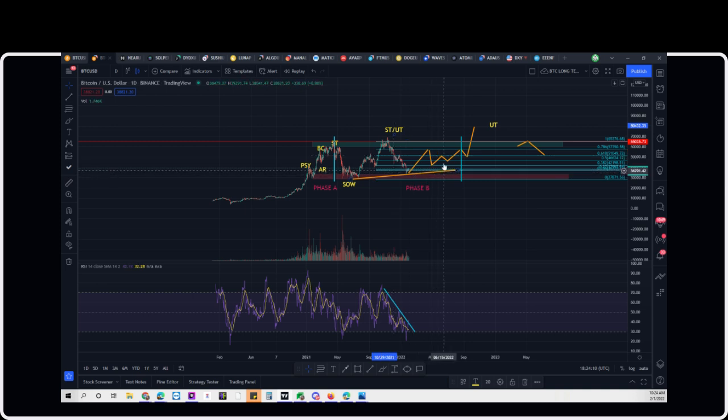We're currently in phase B. In order to get to phase C, we have to start breaking into a higher high, where this blue line is.